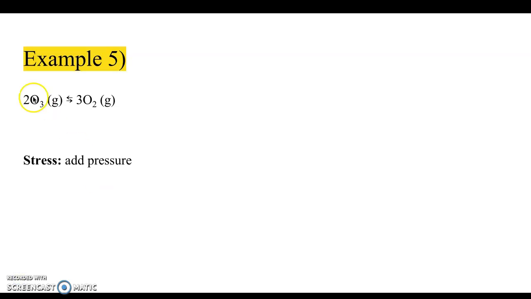Example 5, so we have 2 ozones becoming 3 oxygen in equilibrium. We're going to talk about our next stress, which is pressure. I just touched on it a little bit in the last example, but pressure is only going to affect gases. So for example, let's say this said that both of these were liquids. Pressure would have no effect on the equilibrium. It only affects gases, and only affects gases in the equilibrium.